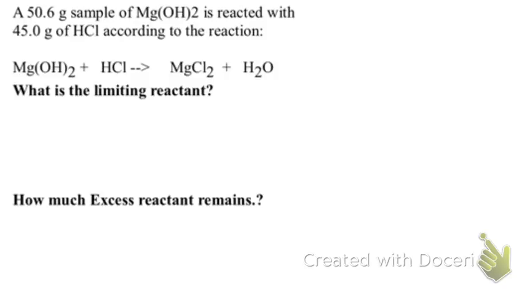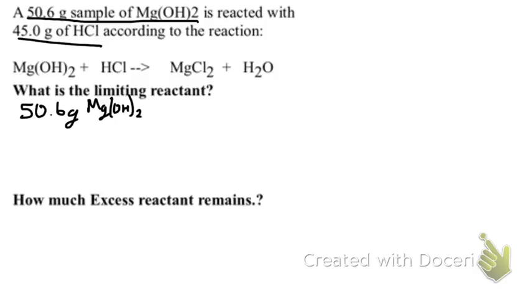Limiting reactant problems are always two stoichiometry problems in one, because we're given two lonely numbers. The first lonely number is 50.6 grams of magnesium hydroxide. So we have 50.6 grams of magnesium hydroxide. And our other lonely number is 45 grams of HCl. So we start a new one with 45 grams of HCl.